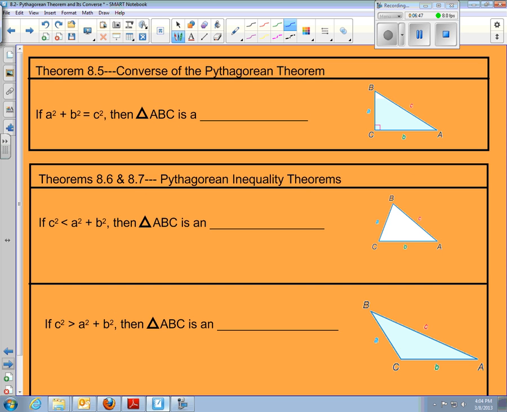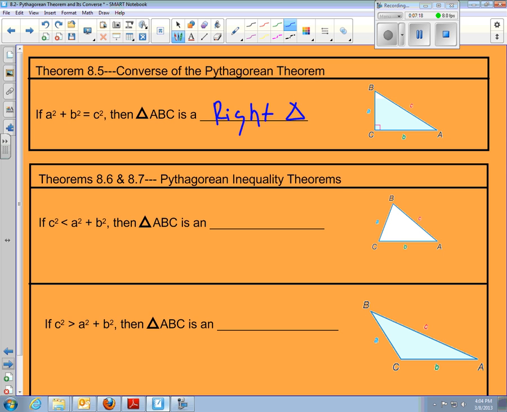All right, let's go to the back side of our notes and check this out. Here's where we're going to start with the converse of the Pythagorean theorem. Remember back at the beginning, the Pythagorean theorem said that we know it's a right triangle, so we know those sides squared equals the hypotenuse squared. Here, the converse is going to go the other way. We know that the sides squared equal the hypotenuse squared, so that's going to give us a right triangle.